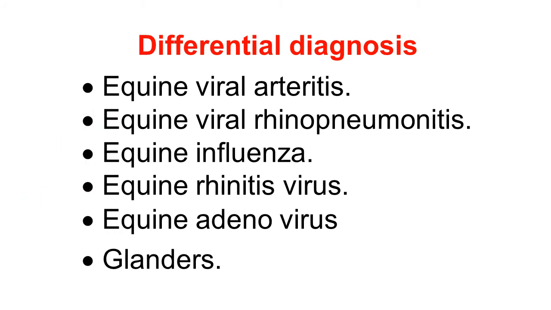Here we will see differential diagnosis. Many equine viral diseases also cause nearly similar symptoms, and these diseases are equine viral arteritis, equine viral rhinopneumonitis, equine influenza, equine rhinitis virus, and equine adenovirus. So by virus isolation and identification, these diseases can be differentiated.